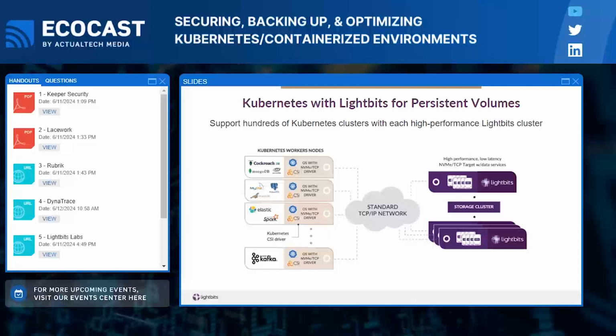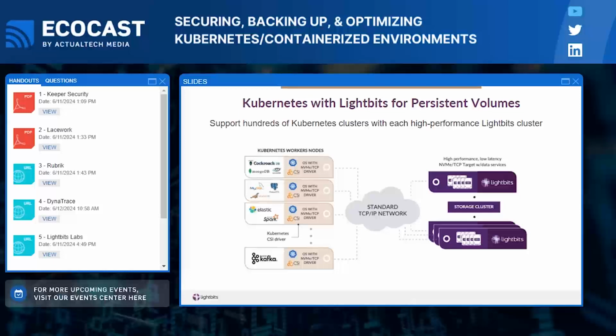So how does it look in practice? Well, you've got your Kubernetes worker nodes on the left-hand side and your master nodes as well. Your worker nodes are running your applications, right? So those worker nodes individually will connect to Lightbits over standard Ethernet and NVMe TCP. And those volumes will be placed across the cluster and replicated on the right-hand side on the Lightbits side.